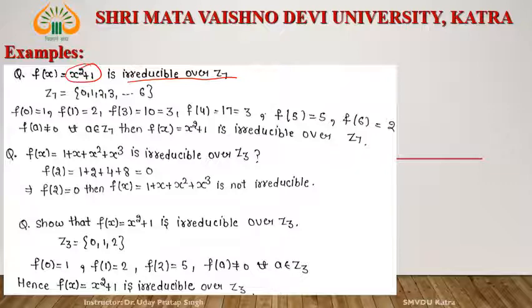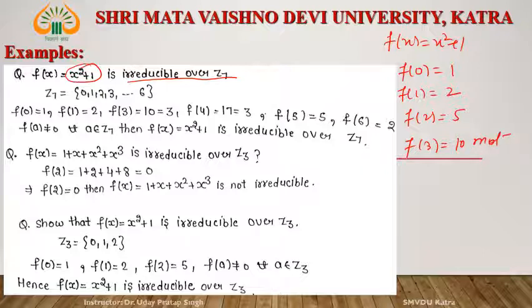Right? What does it mean? If f(x) doesn't have any root, what is f(x)? f(x) is equal to x squared plus 1. What is f(0)? 0 squared plus 1, that is 1. f(1) is 1 squared plus 1, that is 2. f(2) is 2 squared plus 1, that is 5. f(3) is 3 squared plus 1, that is 10 modulo 7, that is 3. What is f(4)? 4 squared plus 1, 17. 17 modulo 7, that is 3. Similarly, f(5) is equal to 5, f(6) is equal to 2.